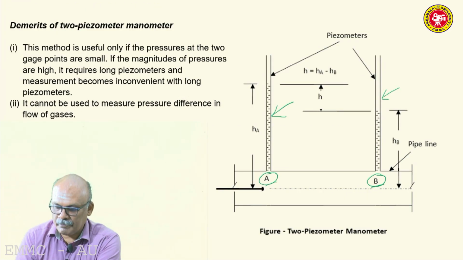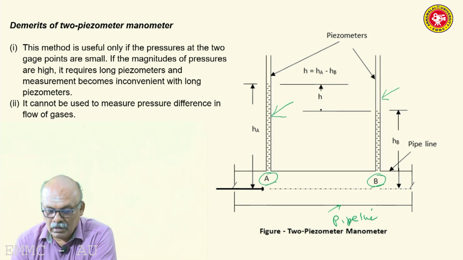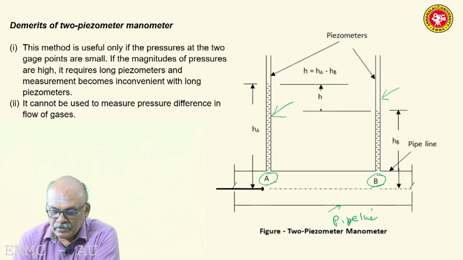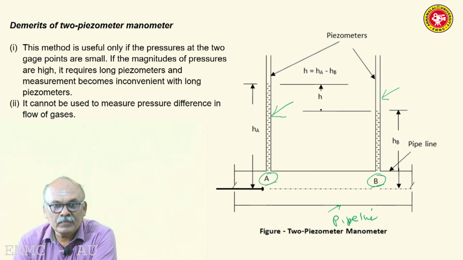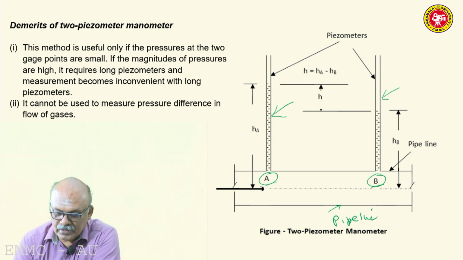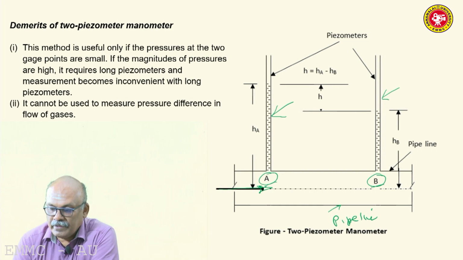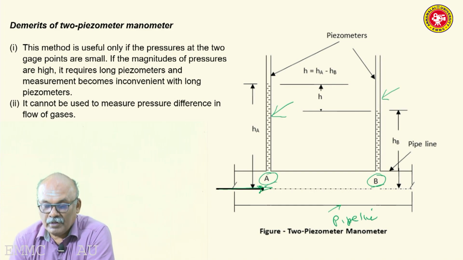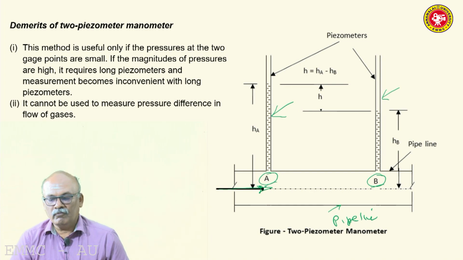Say, for example, this is a pipeline conveying a fluid of some specific weight, gamma. Say it is moving in this direction from A to B. We will see when we discuss flow through pipes that the flow always occurs from high pressure to low pressure. As the flow direction is A to B, the pressure at A will be higher than the pressure at B. This we will be establishing when we discuss flow through pipes later in fluid mechanics.